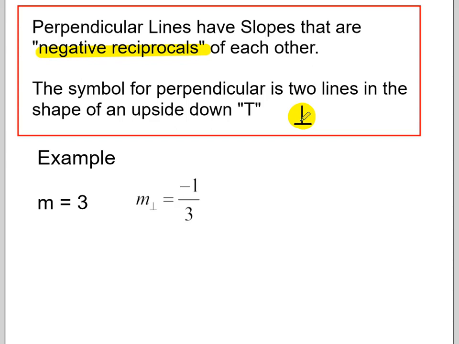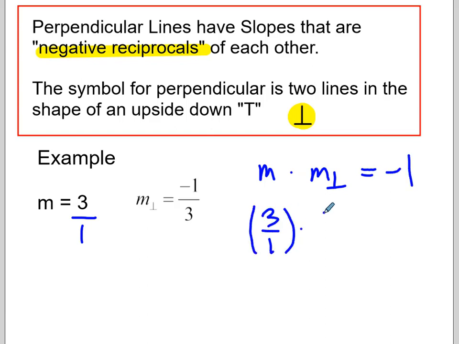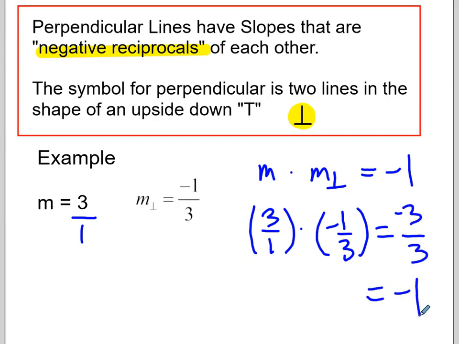I find it really helpful to put in placeholders. So if I have this slope of 3, this is 3 over 1. And a quick little test you can do is if you take the original slope and you multiply it by the perpendicular slope, you should always get a -1. So if you do a quick little test here, 3 over 1 times -1 over 3. If we do our fraction multiplication, multiply across the top, multiply across the bottom, hey, I got -1.